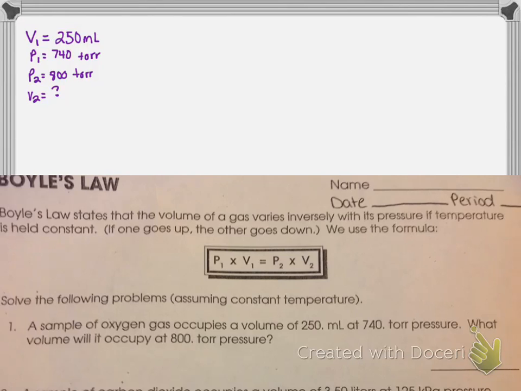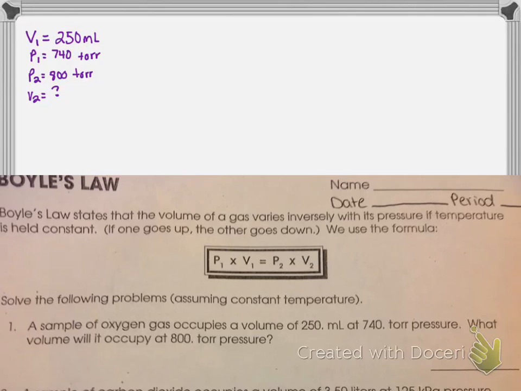So the best method to solve these problems is to first just make a list on the side of the variables that you've been given, and then figure out what variable it is you're trying to solve for. So if we break the problem down, we have a sample of oxygen gas with a volume of 250 milliliters. 250 milliliters would be our V1 because it's our initial volume.